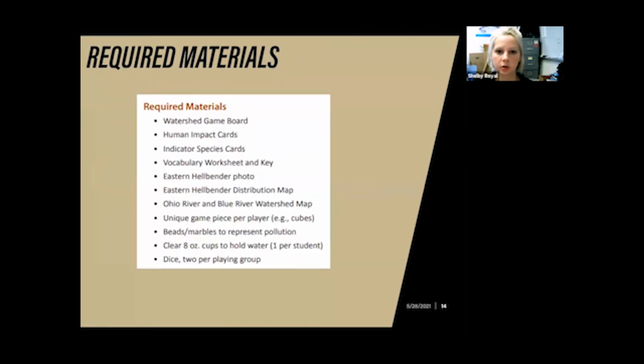So the materials that are required for this lesson plan are going to be the Watershed Game Board, Human Impact cards, the Indicator Species cards, a vocabulary worksheet and key, an Eastern Hellbender photo, an Eastern Hellbender distribution map, Ohio River and Blue River watershed map, a unique game piece per player, beads and marbles to represent the pollution, a clear 8-ounce cup to hold water, 1 per student, and dice, 2 per playing group.